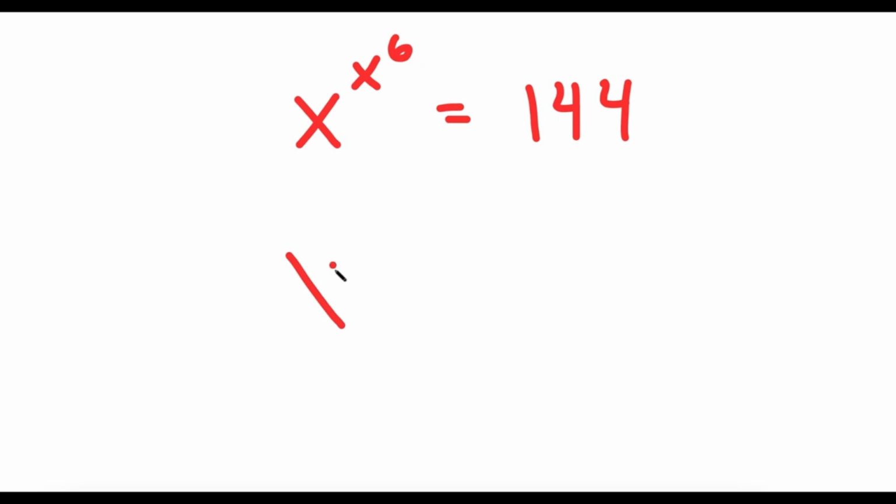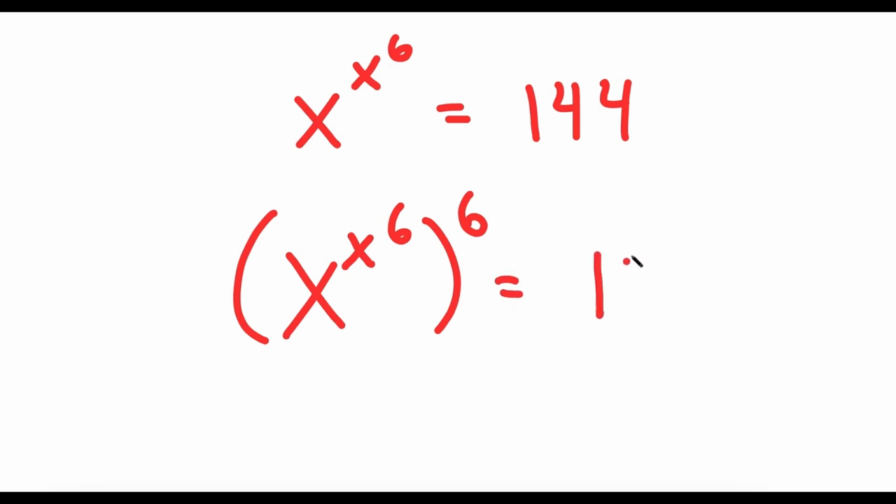Alright, so in this video, I'm going to be solving the equation x to the power of x to the power of 6 is equal to 144. So, to solve this, what I'm first going to do is take the power of 6 on both sides. So I get x to the power of x to the power of 6 to the power of 6 is equal to 144 to the power of 6.